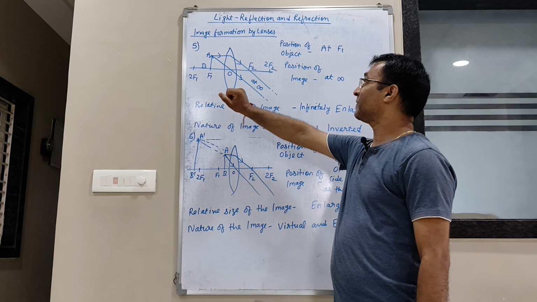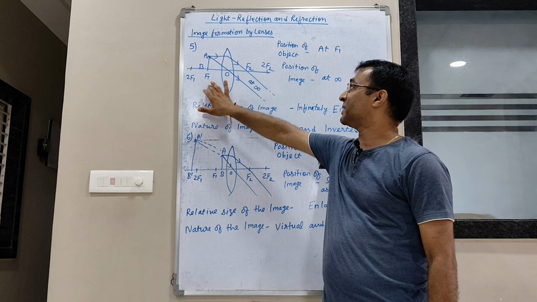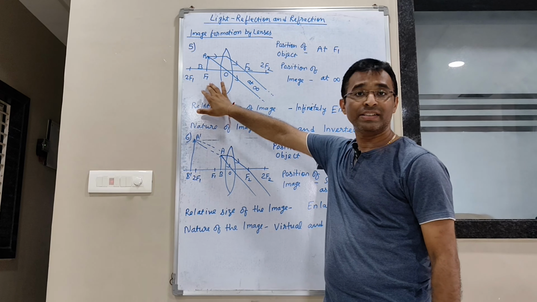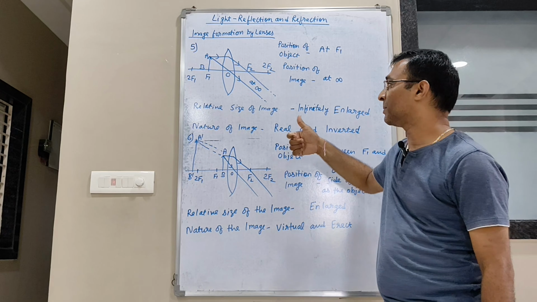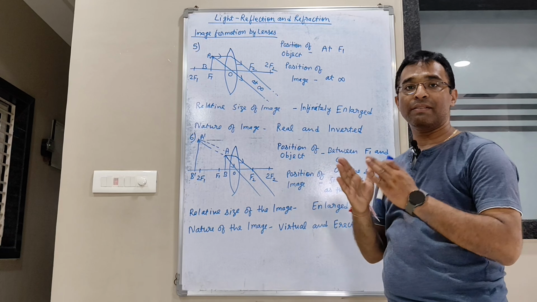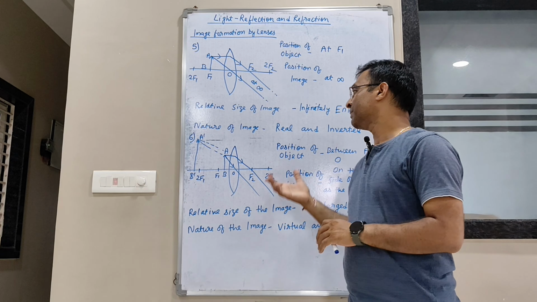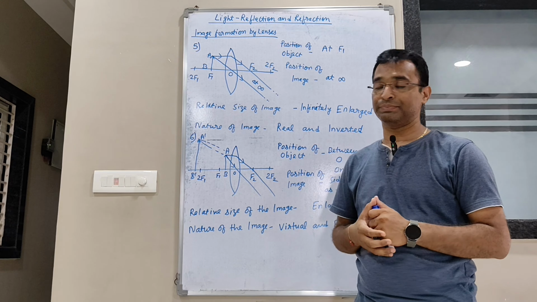Now coming to the fifth case, the object is placed at F1. When the object is placed at F1 of a convex lens, the image is formed at infinity on the other side of the lens, and the size of the image is infinitely large. It is a magnified, huge image, and the nature of the image is real and inverted.